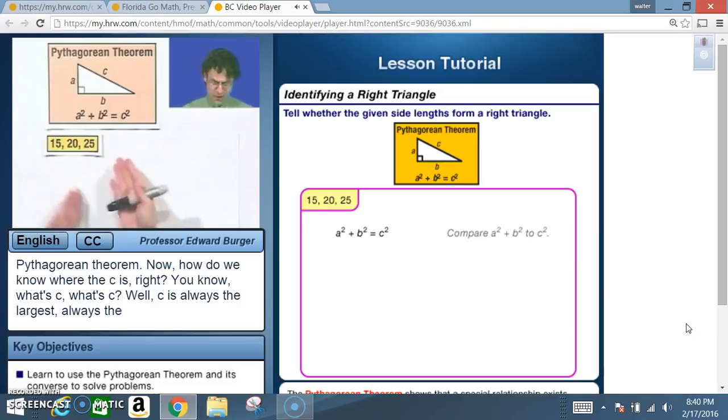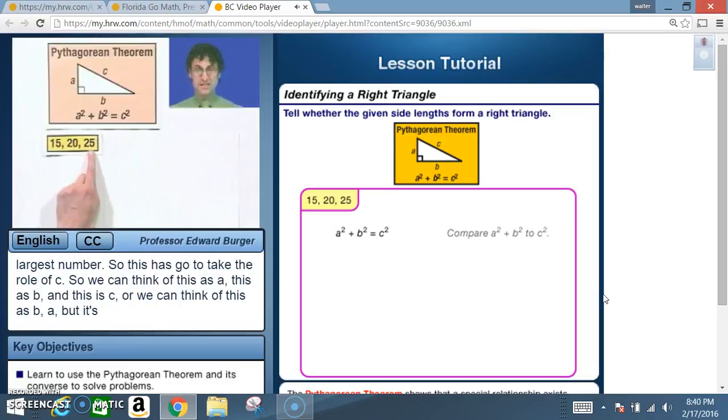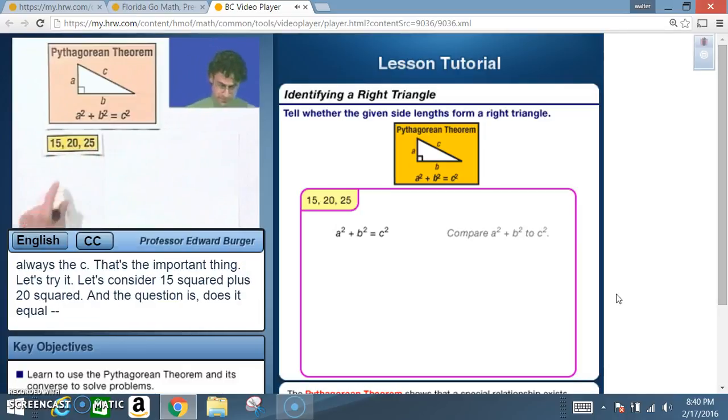Now, how do we know where the c is? What's c? Well, c is always the largest number. So this has got to take the role of c. We can think of this as a, and this is b, and this is c, or you can think of this as b, a, but this always is c. That's the important thing. Let's try it.